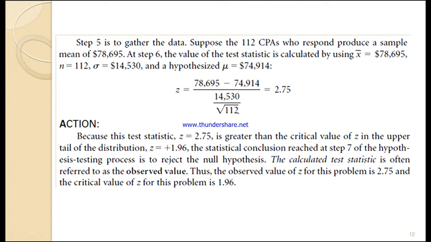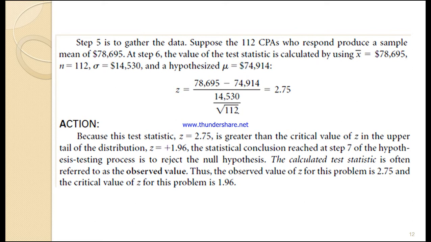Step number 5 is gathering data. Suppose that 112 CPAs who respond produce a sample mean of $78,695. Therefore, step number 5 is gathering sample data and calculating a sample mean.